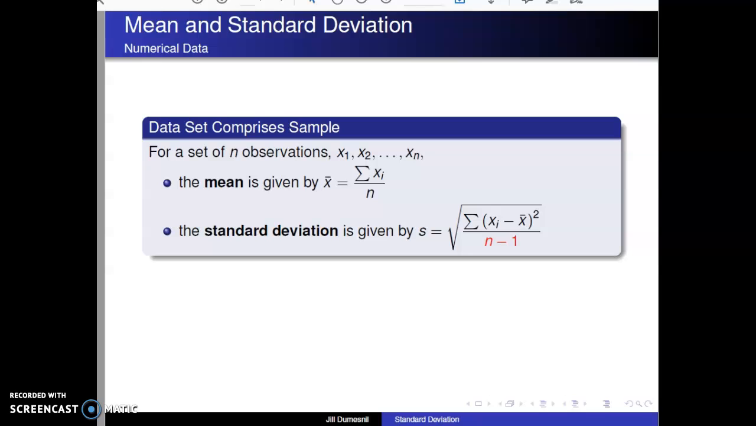Remember that when we use a sample standard deviation to approximate a population standard deviation, the approximation is better when dividing by n-1 instead of n.